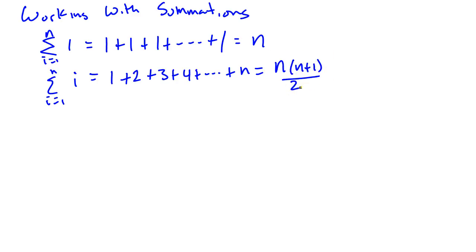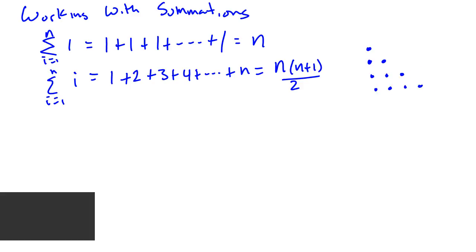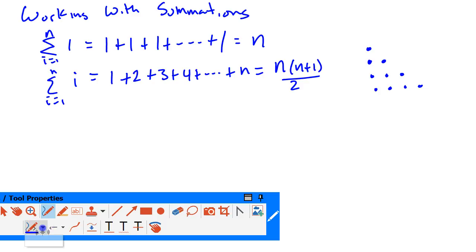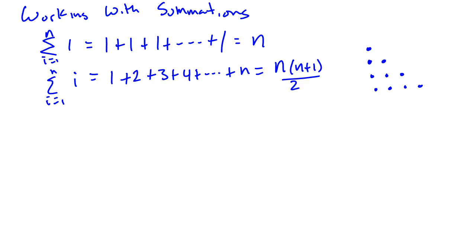Now I see that this way. Here's 1, here's 2, here's 3. Let's just do it for n equals 4. Here's 4. Now I'm going to pick another color here just to distinguish this. Here's 1, here's 2, here's 3, here's 4.